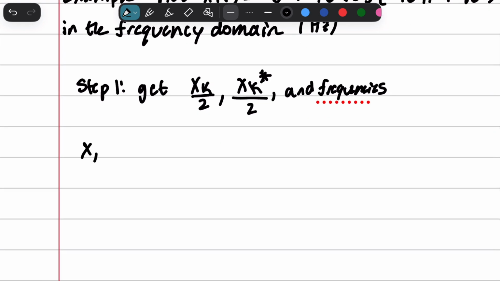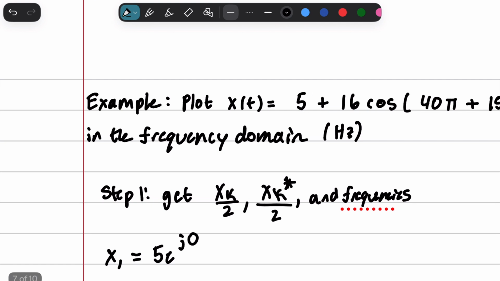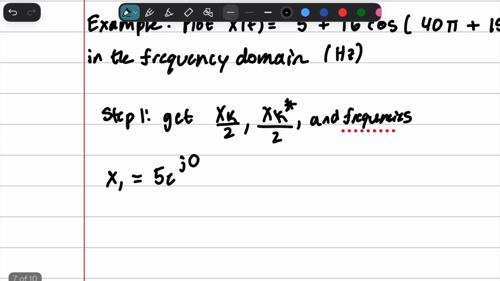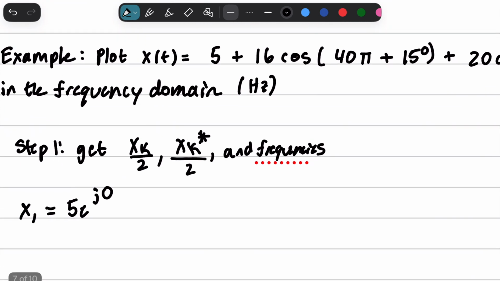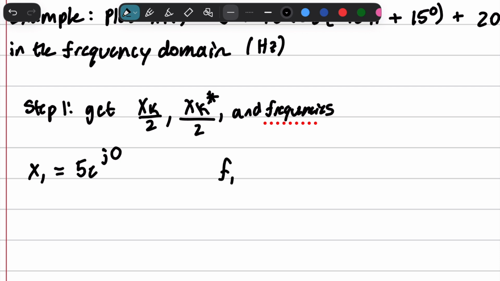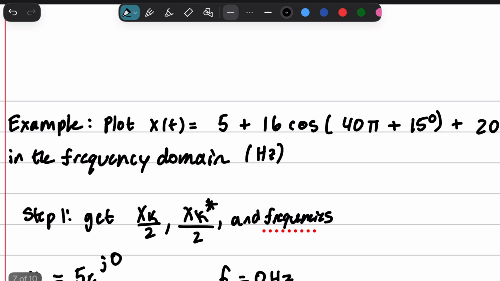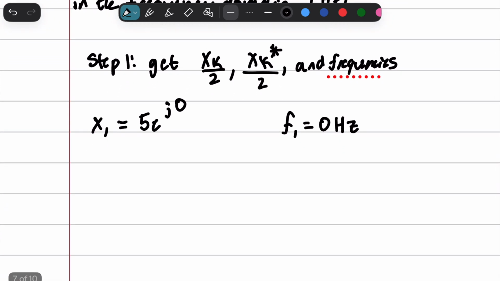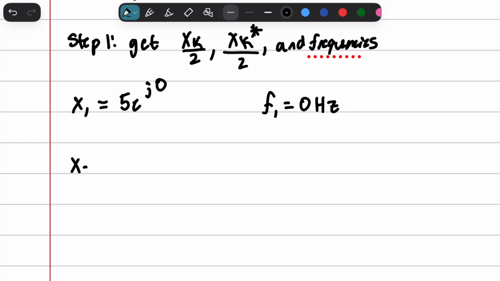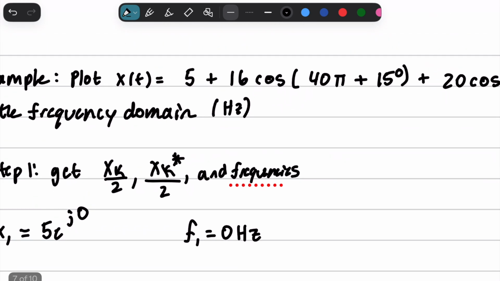So x sub 1 is actually just going to be 5e to the 0, okay? Because the reality of this is that there's no frequency, and because there's no frequency, it's a DC bias like this. And our frequency is just 0 hertz. Or, sorry, that was wrong. This is the phi. There's no phi because there's no cosine right here. I misspoke. And then we have x sub 2 is equal to, now let's think about this.